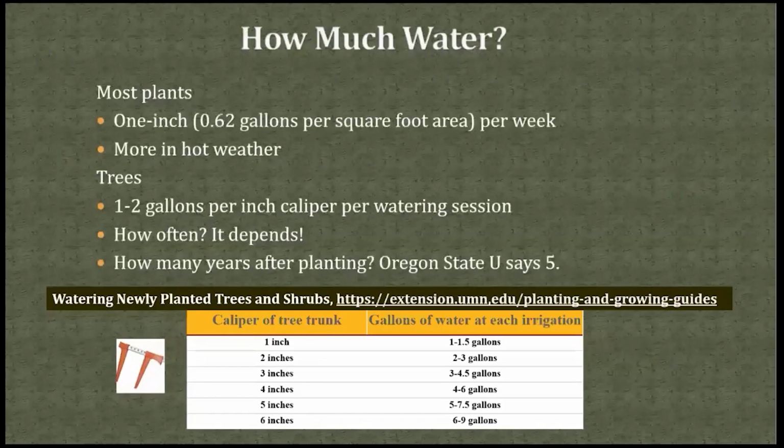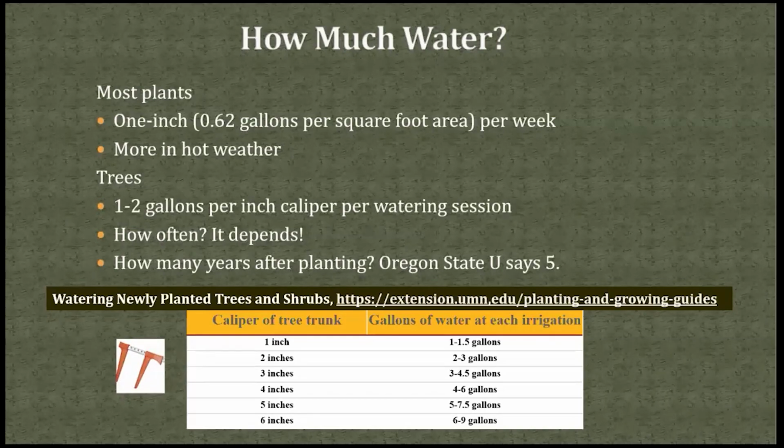So use something that delivers a small trickle of water to avoid losing water and make sure that you saturate the root zone. So how much water? That's a question we get again and again, and there's no clear answer. For most plants, the recommendation is 1 inch per week. And 1 inch per week means if you're looking at soil surface that's 1 square foot, it's 0.62 gallons. So keep that number in mind. If you have 5 square feet area of root area to cover, that's about 3 gallons, and multiply from there. And of course, that quantity has to be higher in hotter weather.